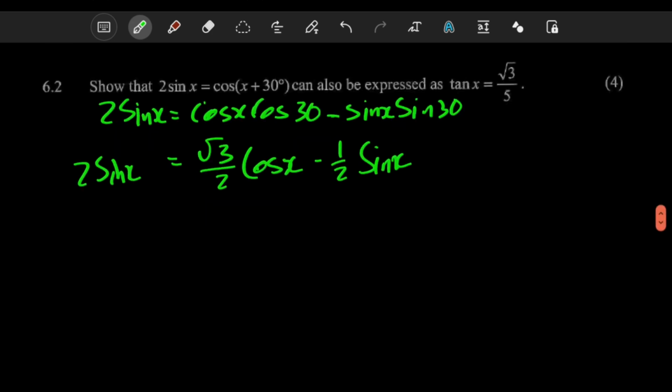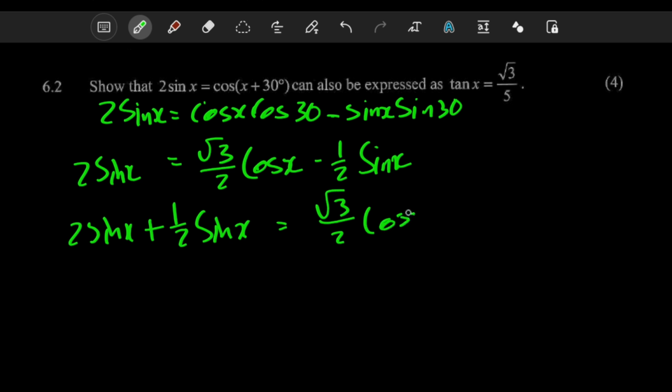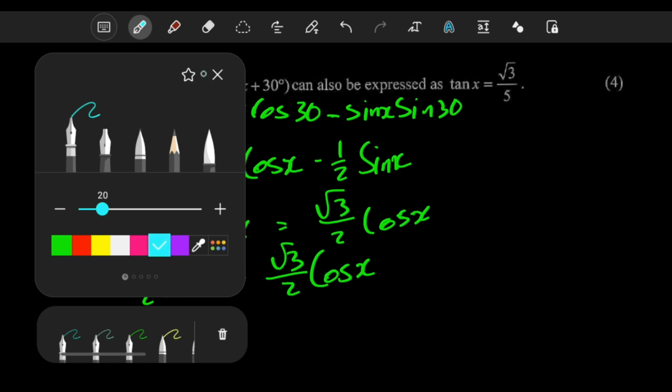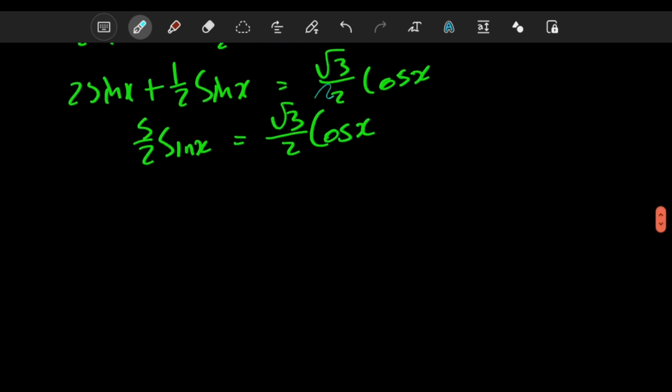I think it will be best to put the stuff with the sine together. If you move this over, it's going to have 2 sine x plus a half sine x, equal to square root of 3 over 2 cos x. Nice. This is moving along quite nice, actually. So obviously 2 plus a half is 5 over 2 sine x equal to square root of 3 over 2. What you're going to do here, clearly you can introduce a tan into the expression. You can introduce a tan by dividing both sides by a cos. Cos x over here, cos x over there.